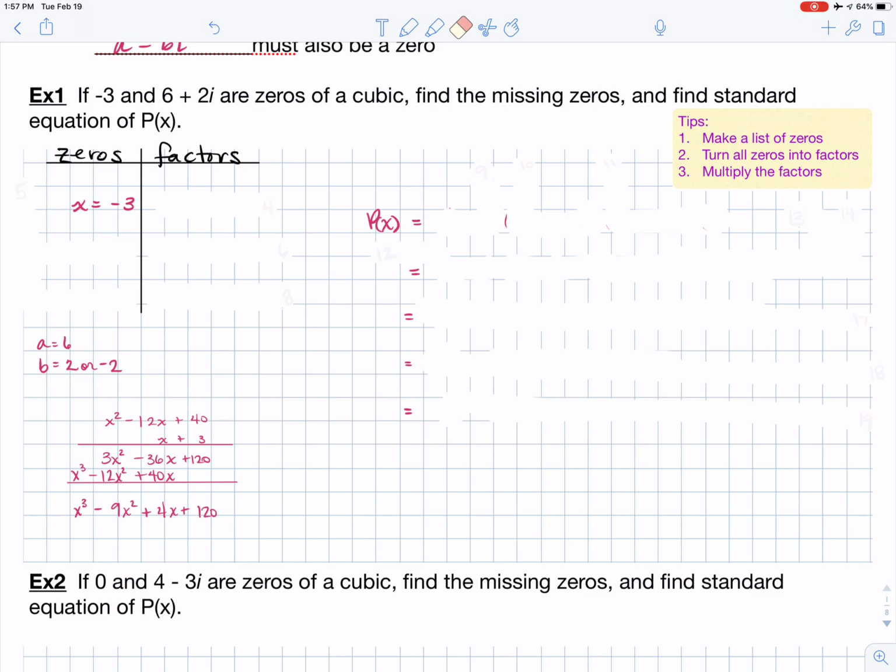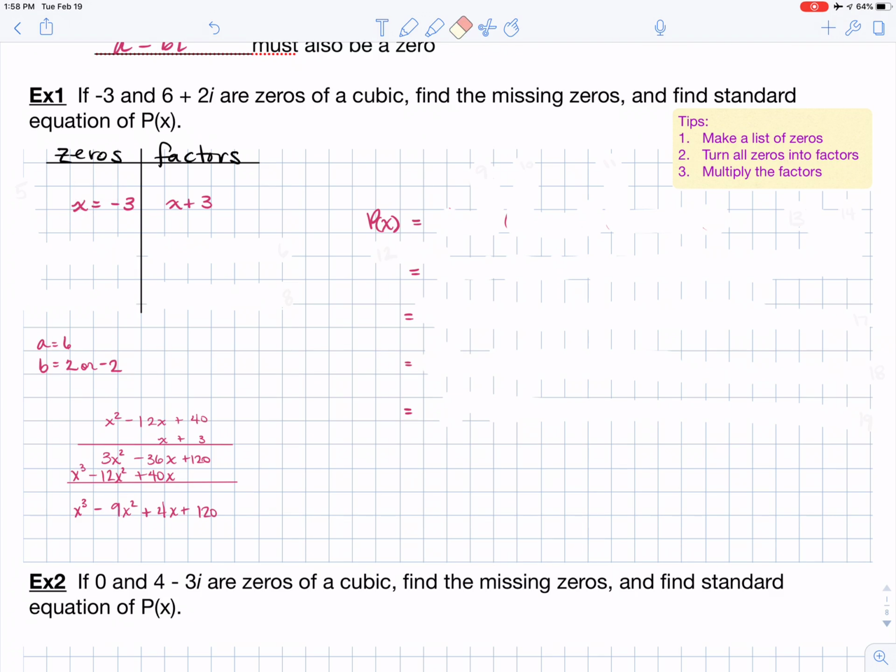Look at our tip over here, number 2. It says to turn your zeros into factors. And so you remember, if x equals negative 3, if that's a 0, then my factor that corresponds with that is x plus 3. You can think of this as taking your negative 3 over to the other side to be with the x. So that's our first 0.